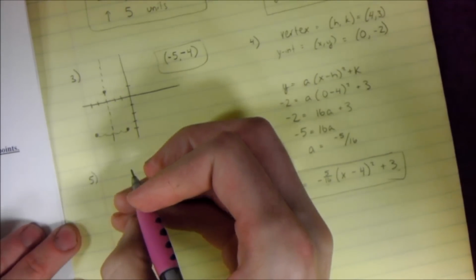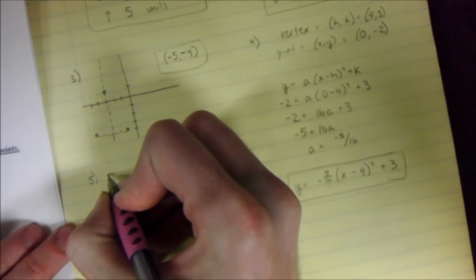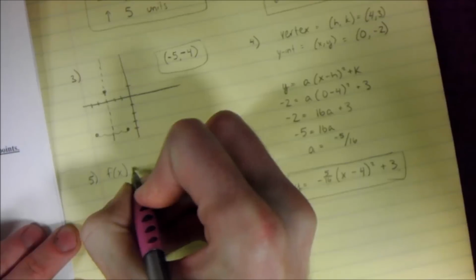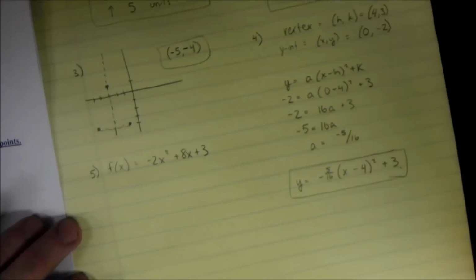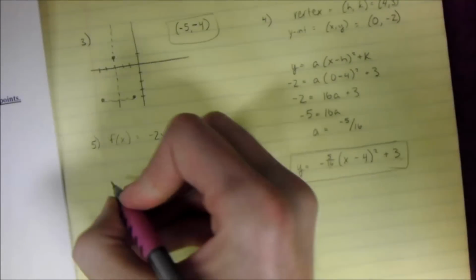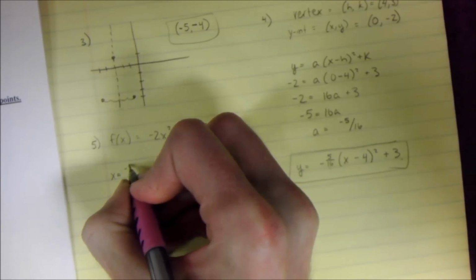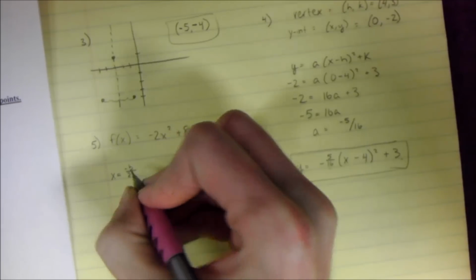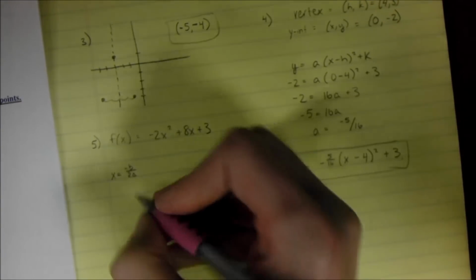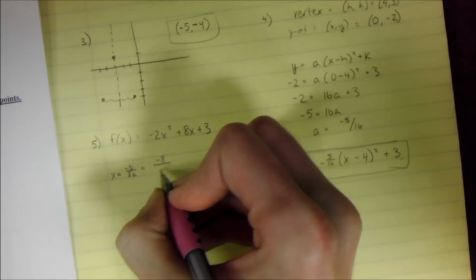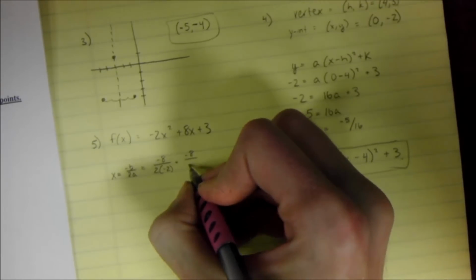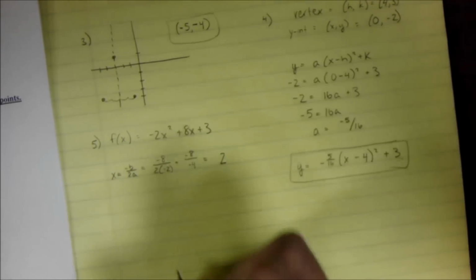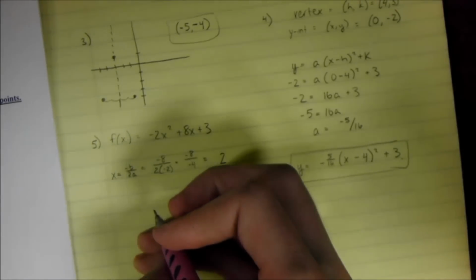On number 5, it says to find the vertex for f of x equals -2x squared plus 8x plus 3. So if you want to find the vertex, well, we know that the x value is at negative b over 2a. This is also how you find the axis of symmetry. So negative 8 over 2 times negative 2, which would come out to be 2. So that's your x value of your vertex.